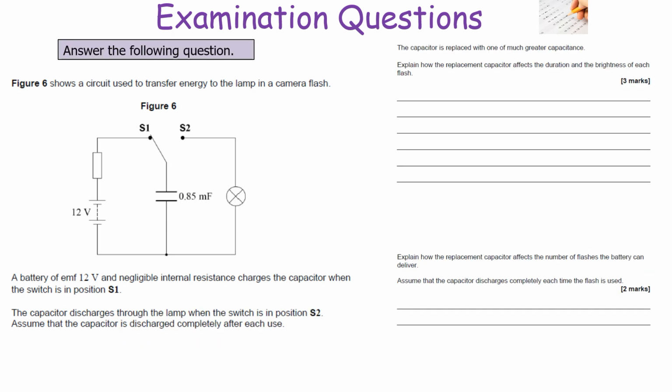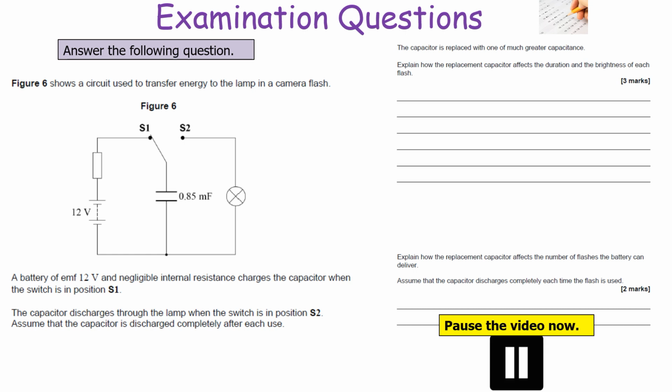The next question says the capacitor is then replaced with one of much greater capacitance. Explain how the replacement capacitor affects the duration and brightness of each flash. Then explain how the replacement capacitor affects the number of flashes the battery can deliver, assuming that the capacitor discharges completely each time the flash is used. So pause the video now, then unpause the video when you want to go through your answer.